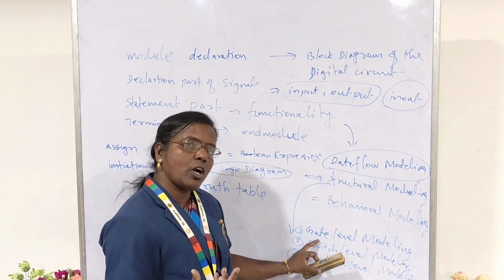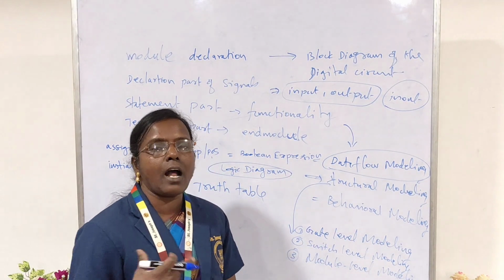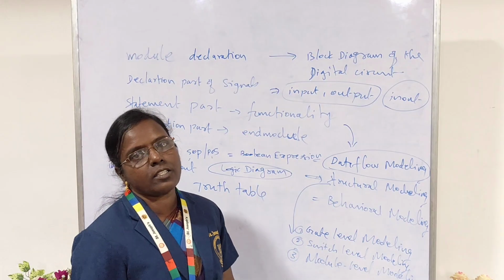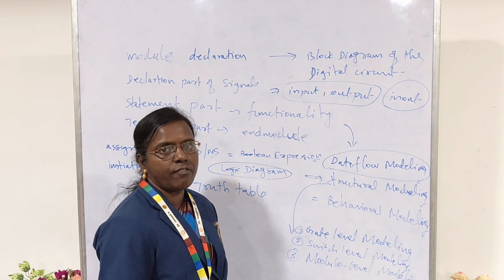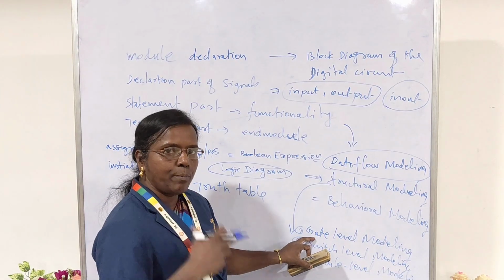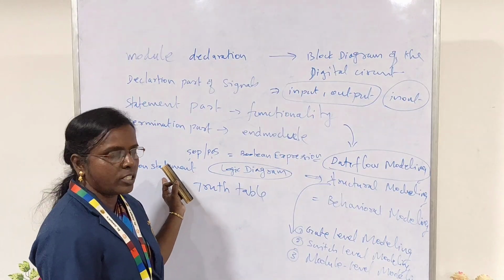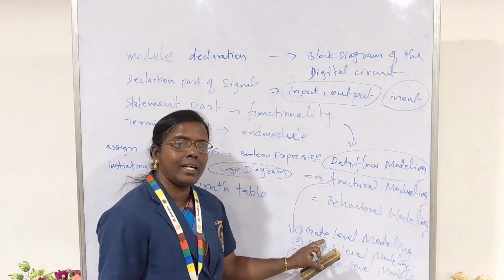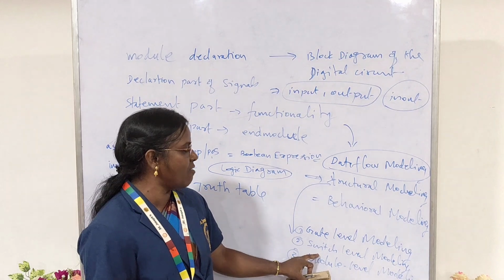And for gate level modeling, we have the logic diagram with all the gate symbols like AND gate, OR gate, NAND gate, XOR gate. For all those gates, there are inbuilt logical functions. Those logical functions can be invoked by using the instantiation statement. The gate instantiation statement we have to use for gate level modeling, and the switch instantiation statement for switch level modeling.